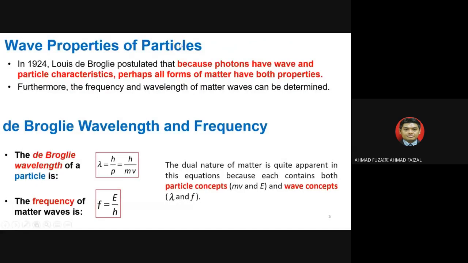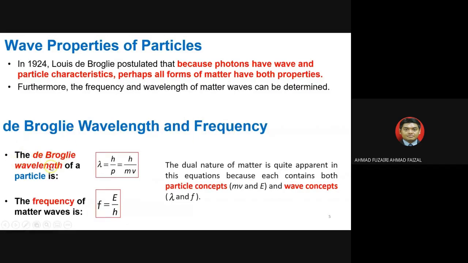So for wave properties of particles, in 1924, Louis de Broglie postulated that because photons have wave and particle characteristics, perhaps all forms of matter have both properties. Furthermore, the frequency and wavelength of matter waves can be determined. So this is the de Broglie wavelength and frequency.